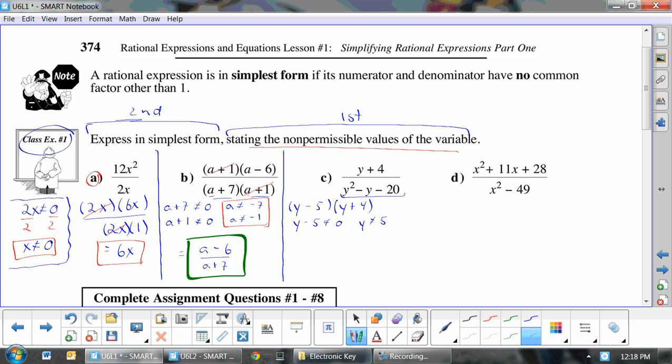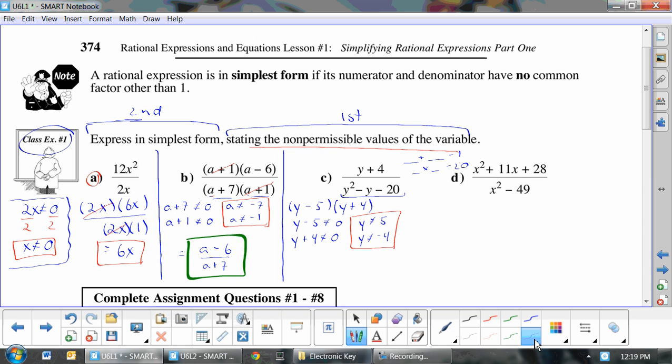Okay. Like Andrew was saying, this is just type 1 factoring, right? So it's what plus what is equal to negative 1, and what times what is negative 20. This should be mega review. Exactly. Okay, so then we get y plus 4 cannot equal 0, so y cannot equal negative 4. And there's our two non-permissible values.